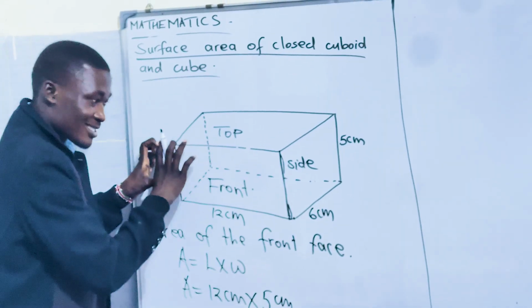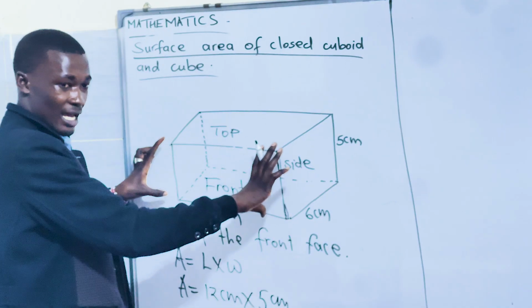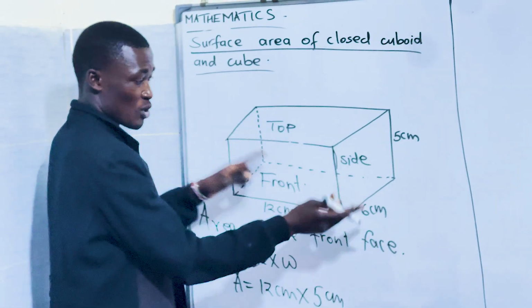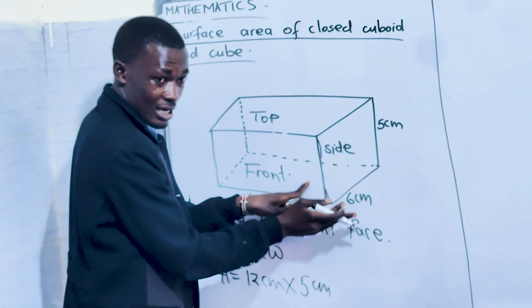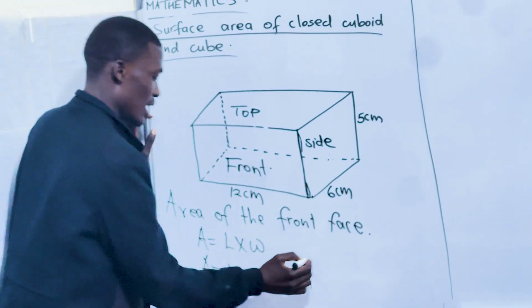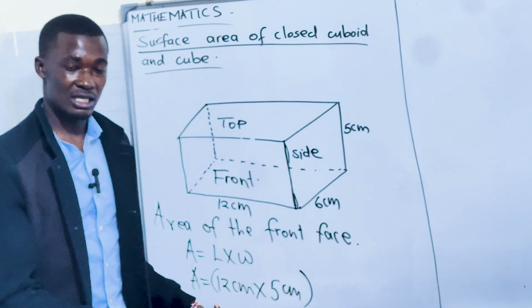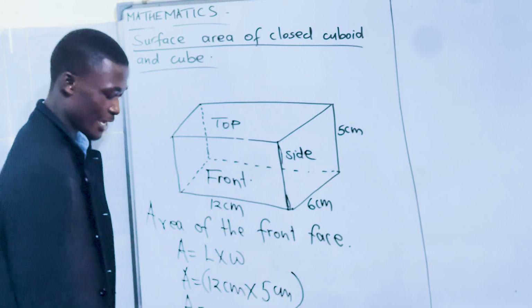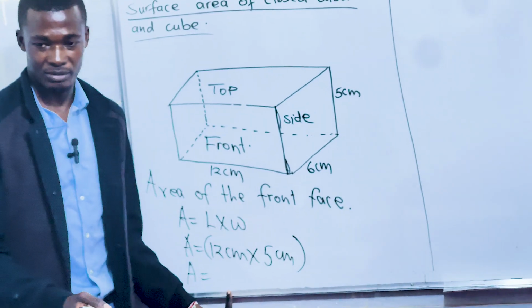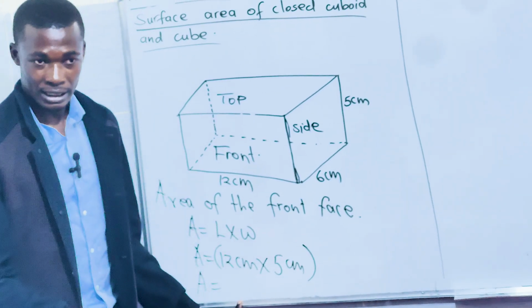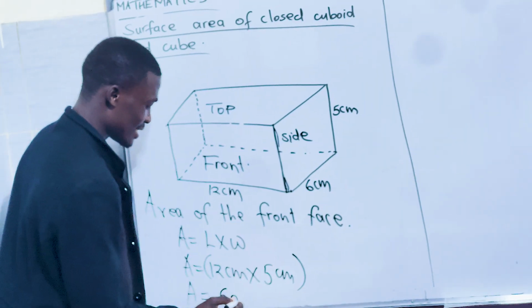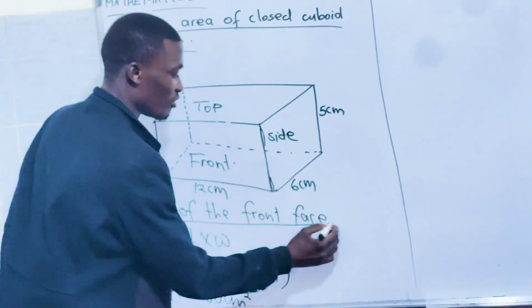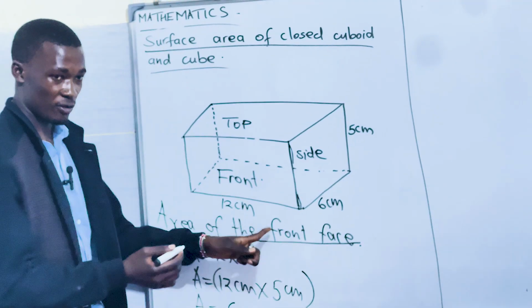So we have just extracted the figure or the shape here alone. Remember, when we extract this shape, we will not use the width down. So we say area equals 12 centimeters times 5 centimeters. What do we get? If we multiply 12 centimeters by 5 centimeters, we get an area of 60 centimeter squared. That one, you are done with the area of the front part or the front face.